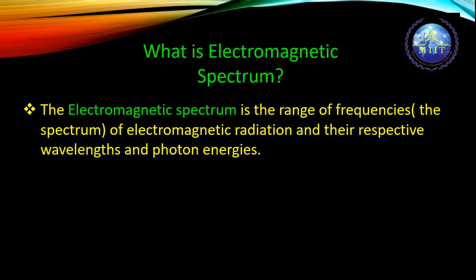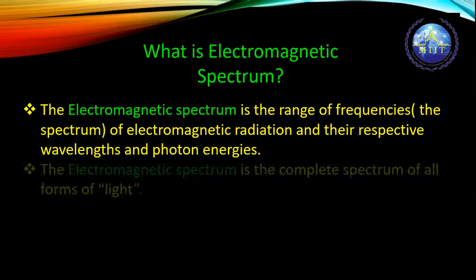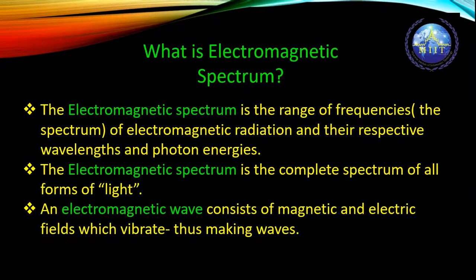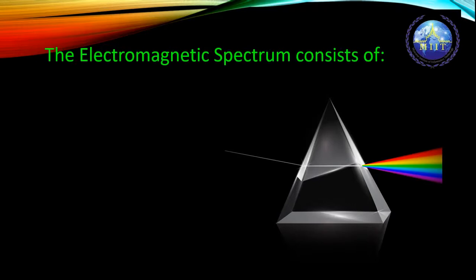What is the electromagnetic spectrum? The electromagnetic spectrum is the range of frequencies of electromagnetic radiation and their respective wavelengths and photon energy. The electromagnetic spectrum is the complete spectrum of all forms of light, and an electromagnetic wave consists of magnetic and electric fields which vibrate, thus making waves.